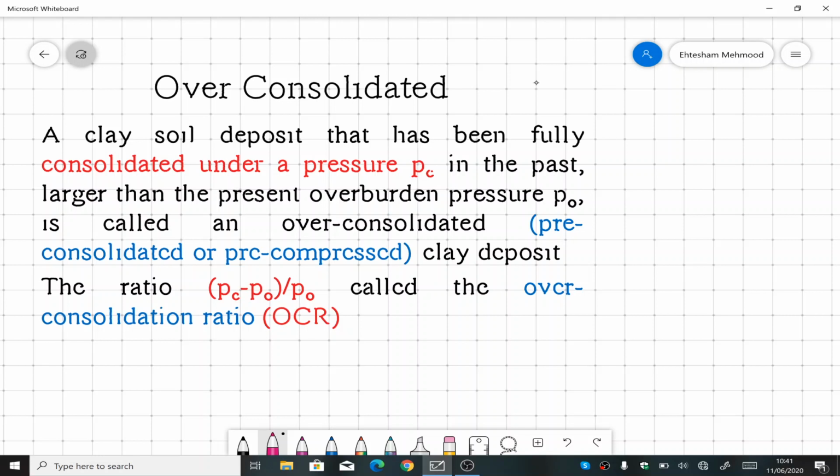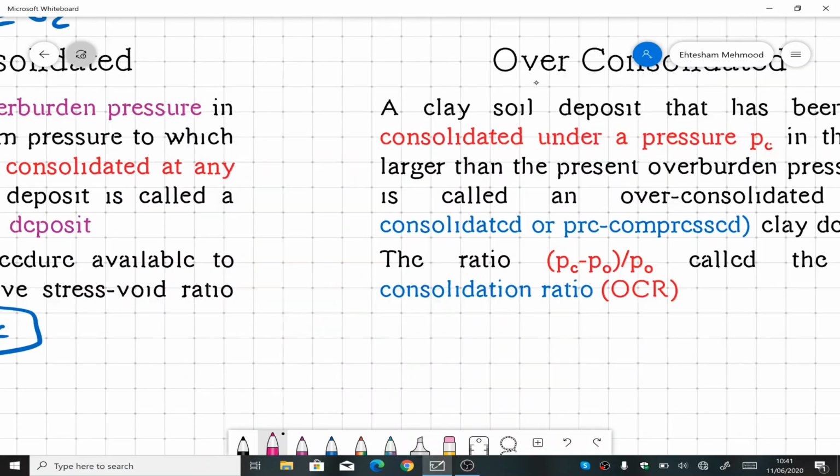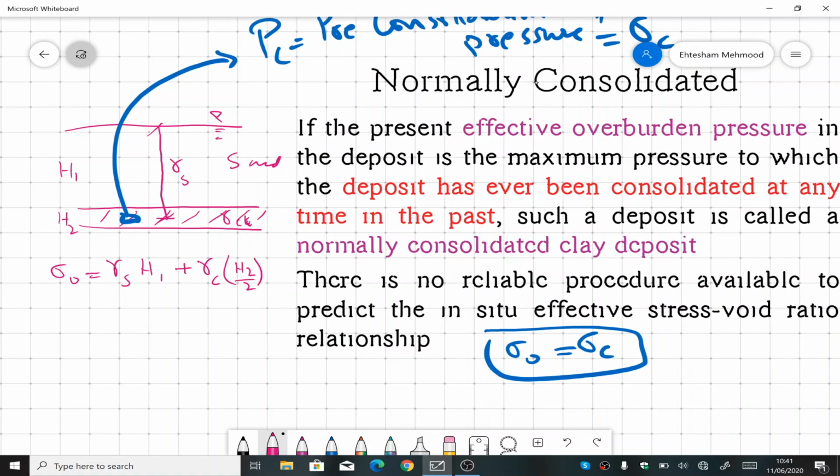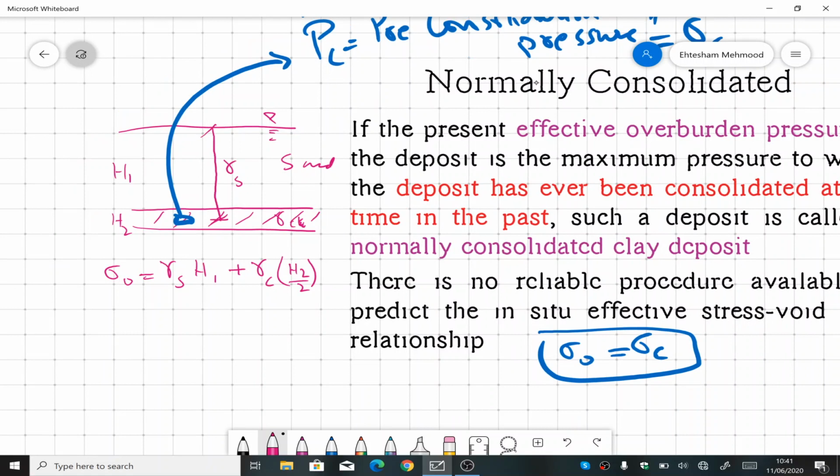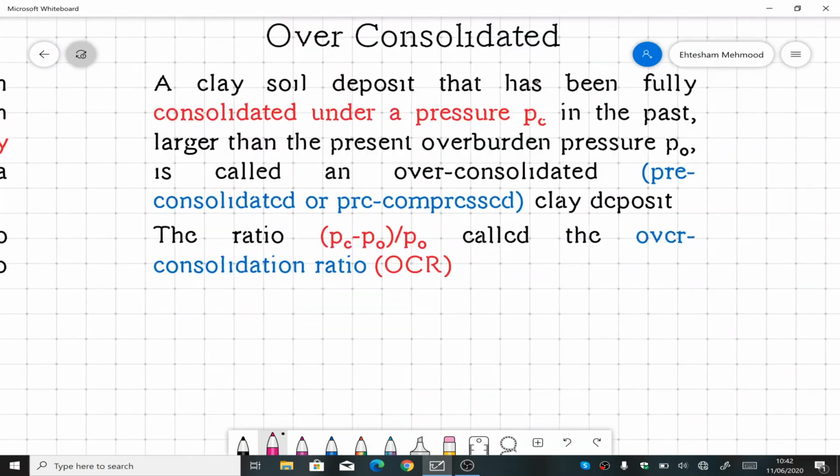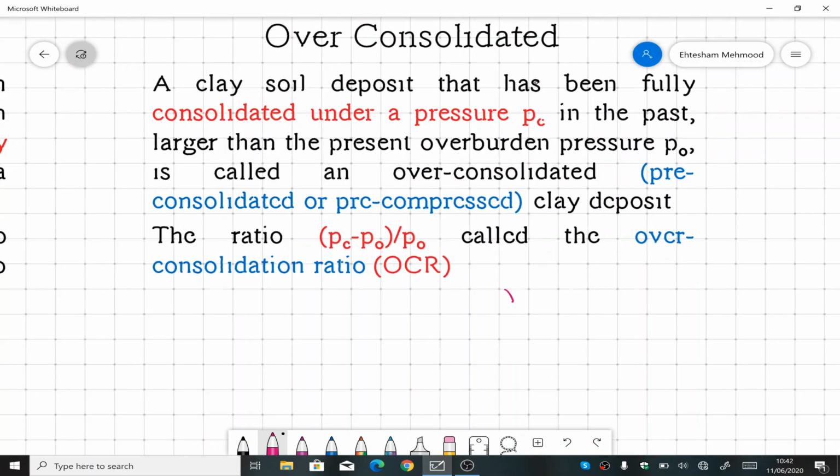So to explain this over consolidation, we go back to the same diagram here. We just learned how to find out sigma naught. This is the current situation, this is the sigma naught of that value. But the PC value is what we achieve through a test, by odometer testing, or the consolidometer test. In this case, sigma C, the past consolidation pressure, would be greater than sigma naught.